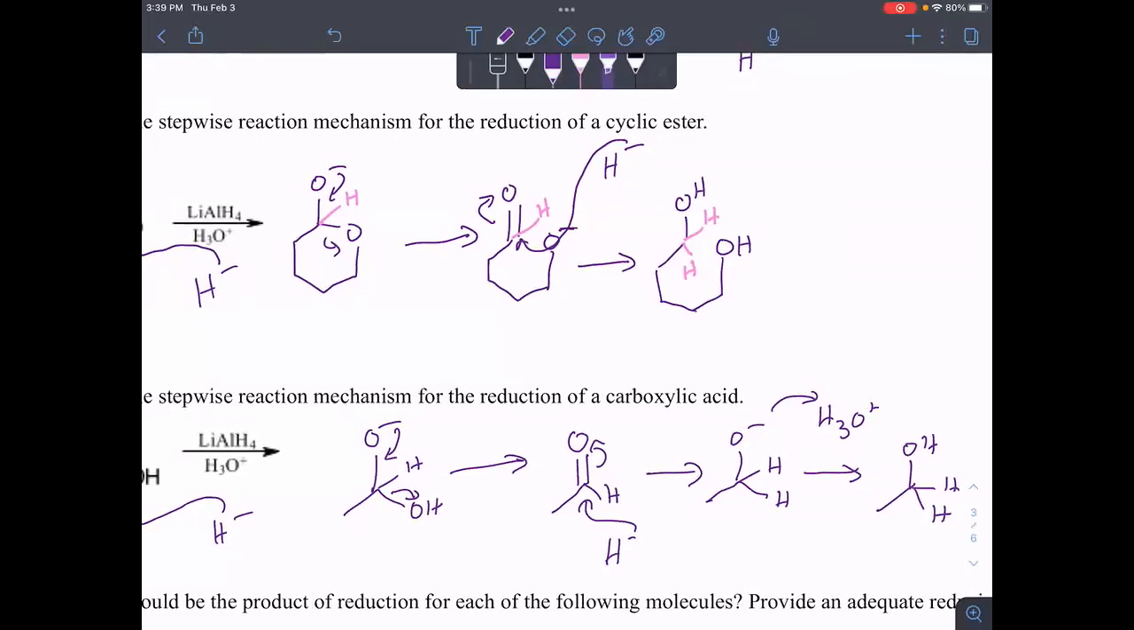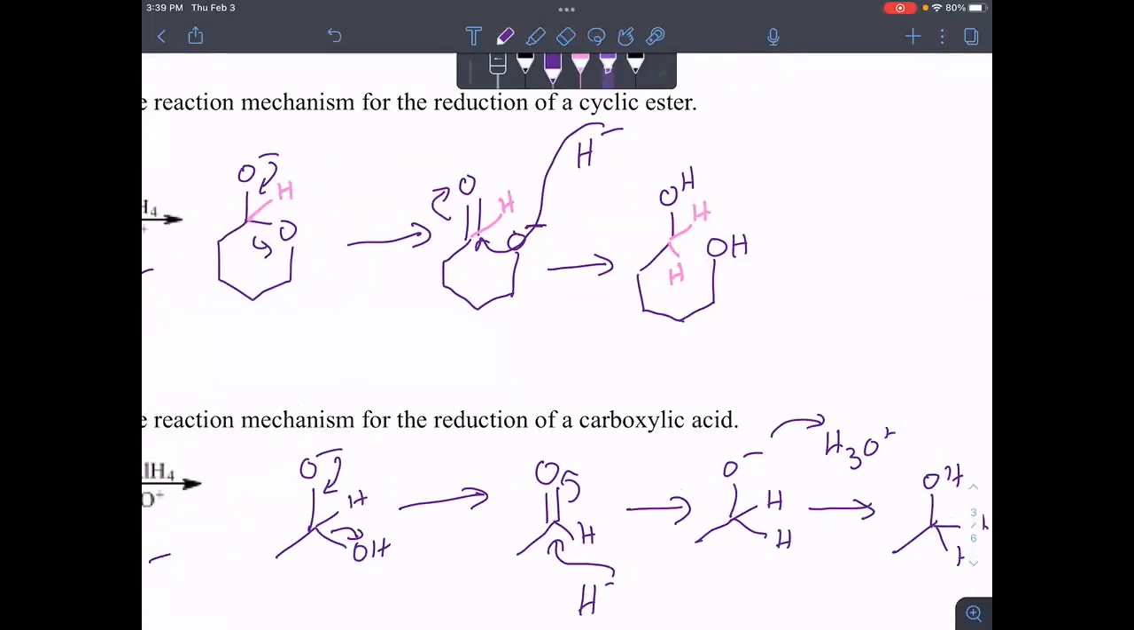Yeah, so in this step is where we'd have the acid, and then it would just protonate these 2.